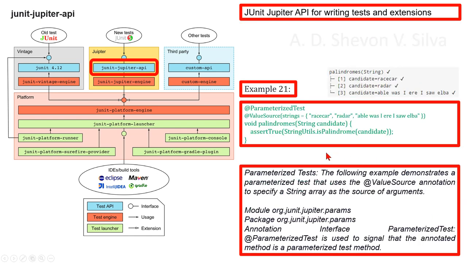Now we are considering parameterized tests. The following example demonstrates a parameterized test that uses the @ValueSource annotation to specify a string array as a source of arguments. The annotation interface ParameterizedTest in package org.junit.jupiter.params, in module org.junit.jupiter.params. @ParameterizedTest is used to signal that the annotated method is a parameterized test method.